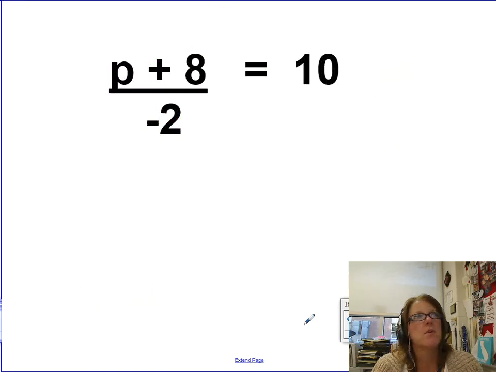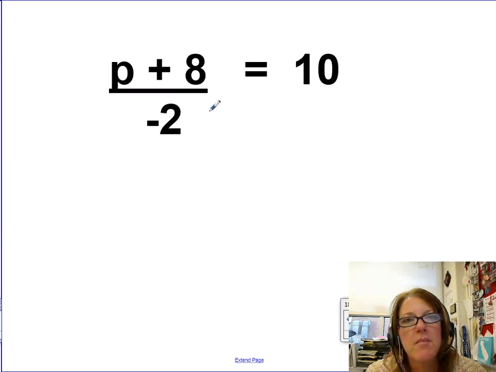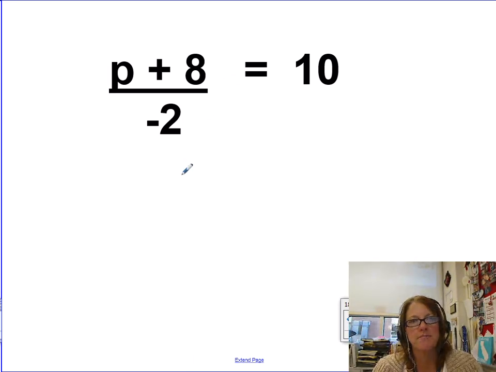Let's take a look at one of these. Oh, giant fraction. Here we go. p plus 8, the whole thing divided by -2, equals 10.